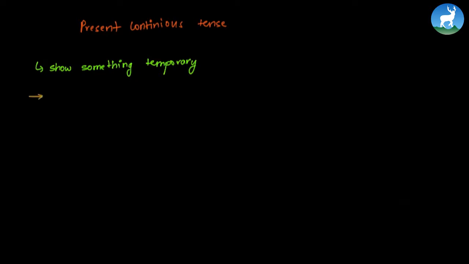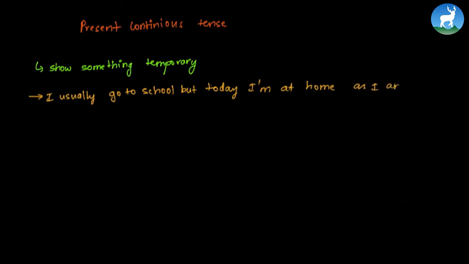So here's an example. I usually go to school, but today I am at home as I am not feeling very well. This is a temporary action, as I go to school regularly, but today I'm not able to go to school because I'm sick. I'm not feeling well.